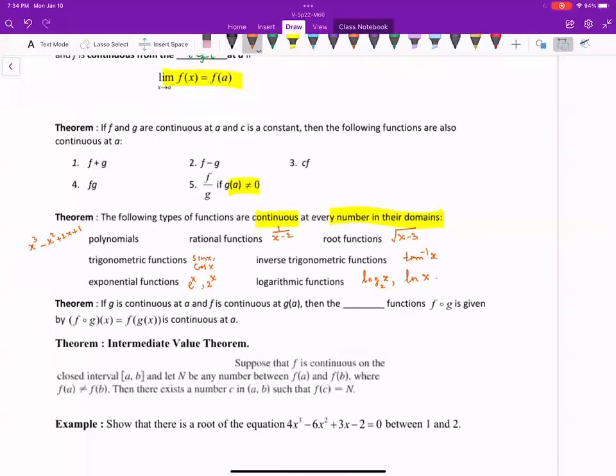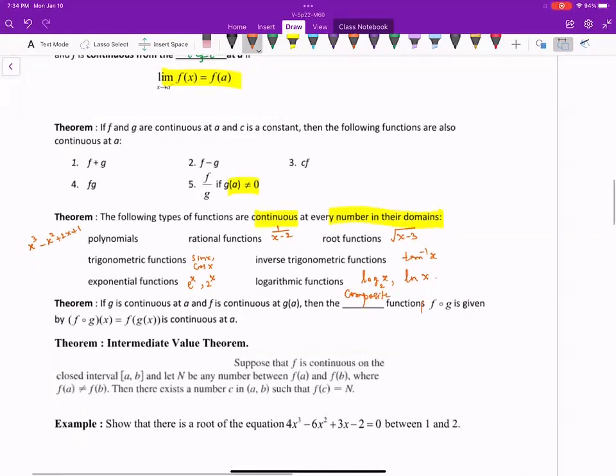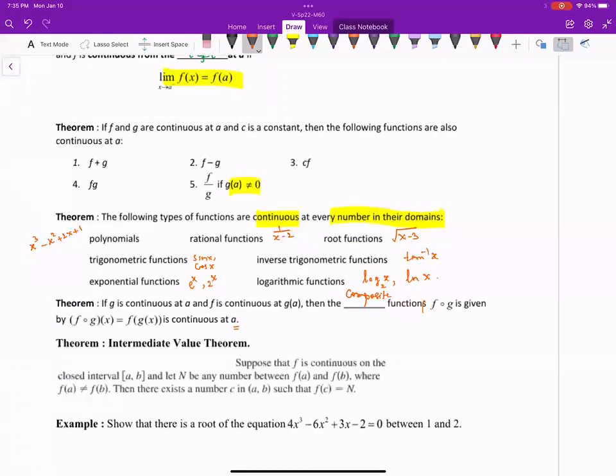If g is continuous at a and f is continuous at g of a, then the composite function f composite g, given by f composite g of x equal to f of g of x, is continuous at a. In other words, a function of a function is continuous, provided the domain is continuous. If f is continuous at g of a, then the composite function will be continuous. What is the intermediate value theorem?